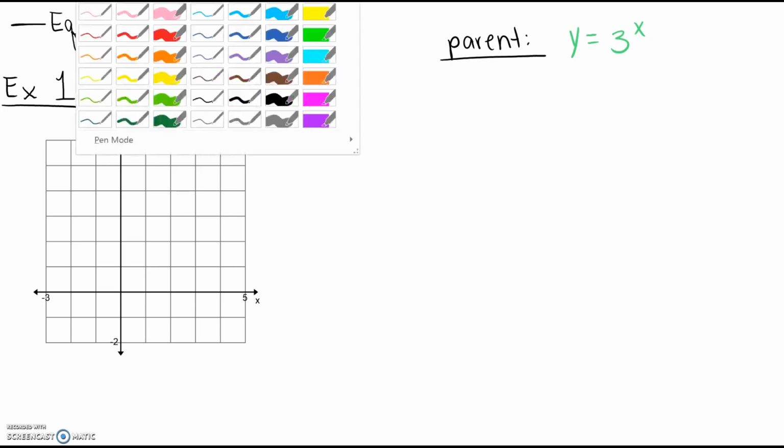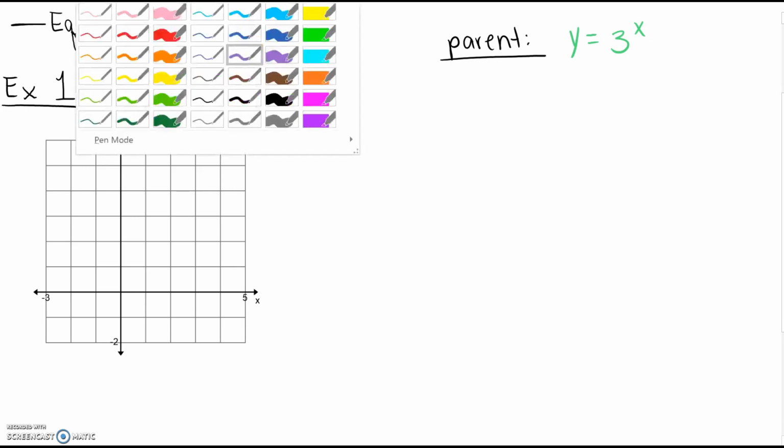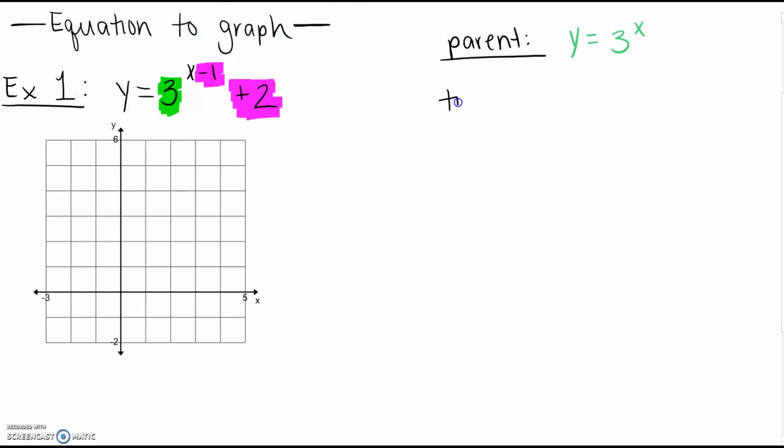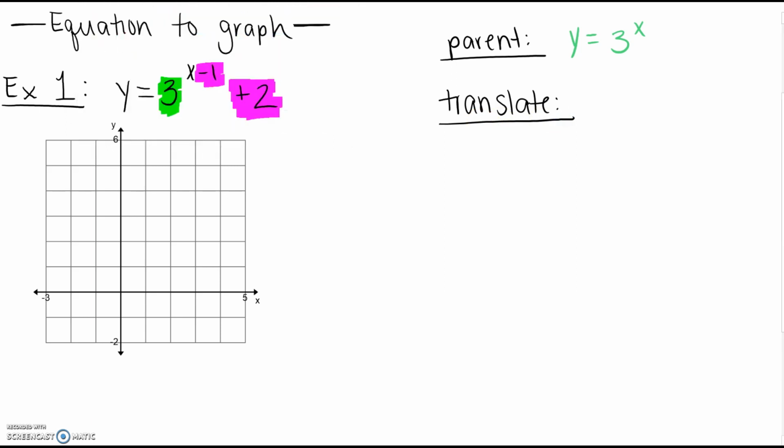Because of this minus 1 and plus 2, I am going to be translating. This minus 1 means I am going to go right 1. And then the plus 2 means up 2.